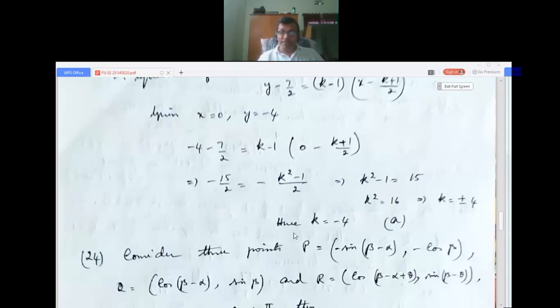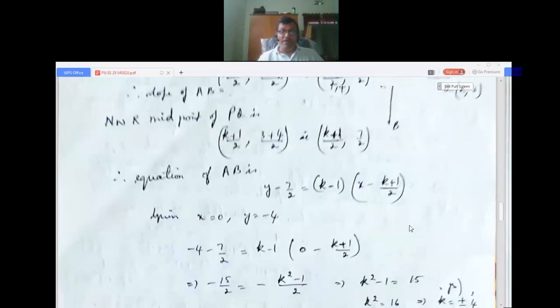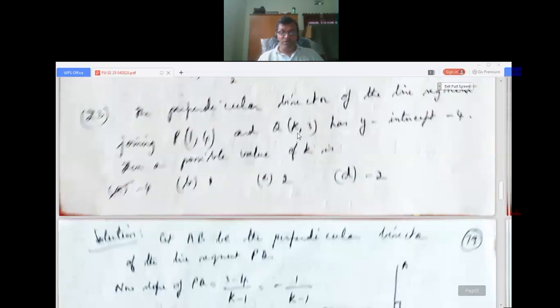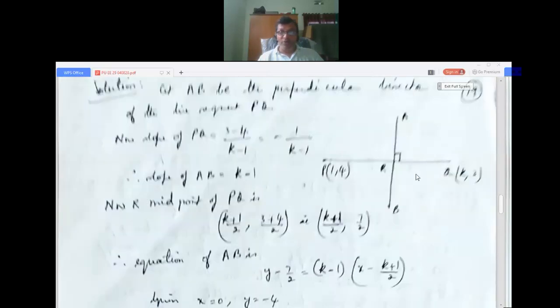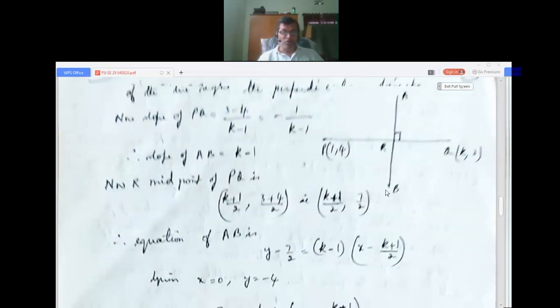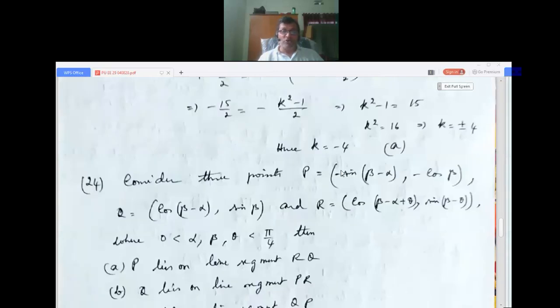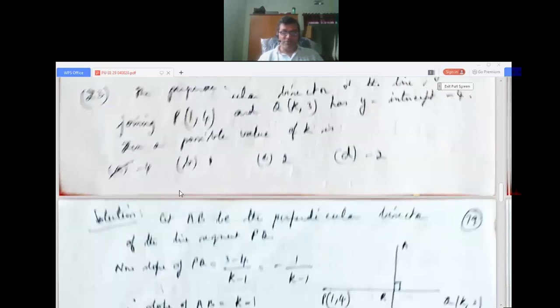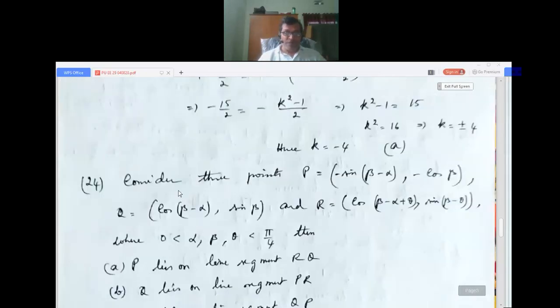So hence k equals minus 4. Okay, why k equals minus 4? Only if you take minus 4, you get the midpoint. If you take plus 4, it will not be a straight line, it will be some other line. So we take k as minus 4. And also, if you see the answers, plus 4 is not there, only minus 4. So k equals minus 4, because in the answer only minus 4 is there.